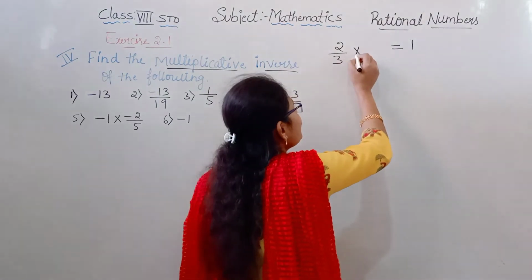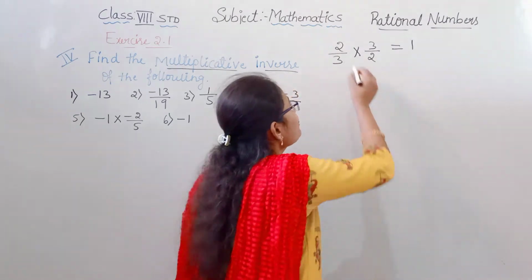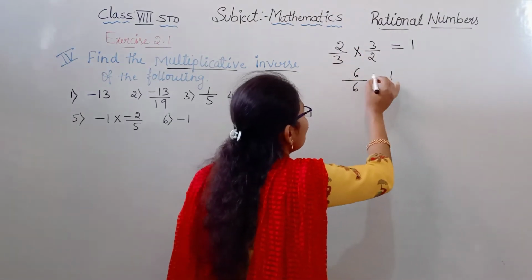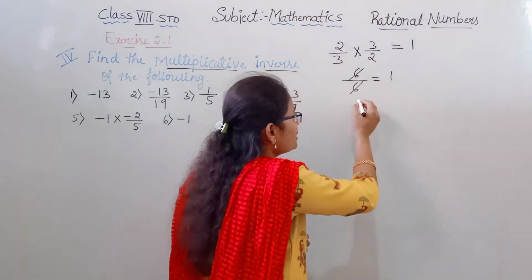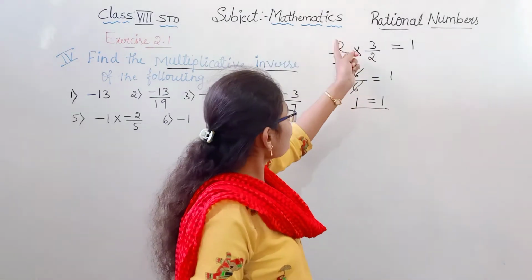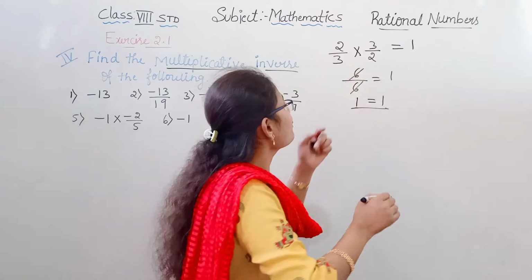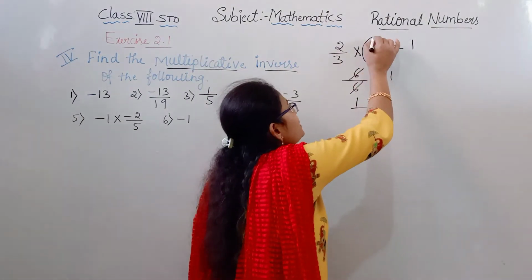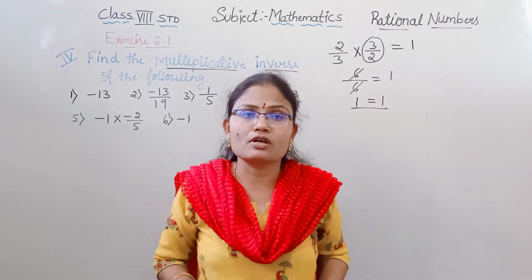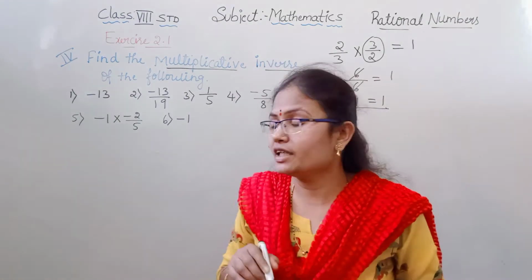For example, you can see here, 2 by 3 multiplied by its inverse 3 by 2. What happens? 2 threes are 6, 3 twos are 6. That is equal to 1. 6 gets cancelled, 1 remains. So LHS is equal to RHS. So for 2 by 3 to get a product of 1, we have to multiply the reverse, the reciprocal. This reciprocal only we are calling the multiplicative inverse or reciprocal of the given number.